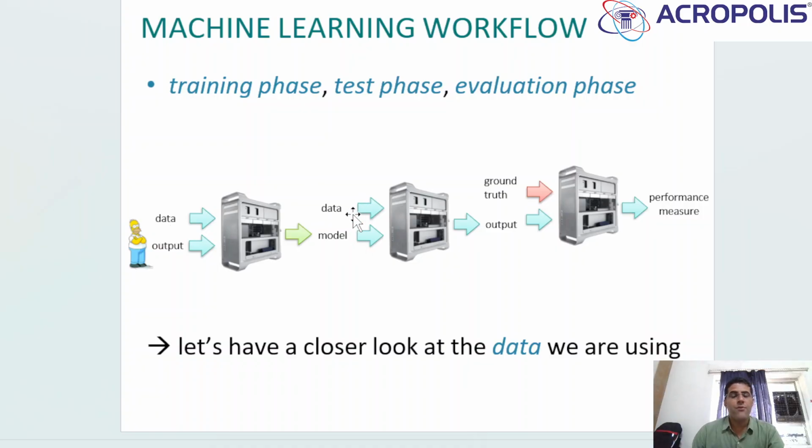Now, any new, unseen data will be fed to the machine with our trained model. It gives an output, and this output is compared with the ground truth, which is the base or benchmark. Based on this ground truth, we compare the performance, that is, how accurate or how precise our output is compared to the ground truth.